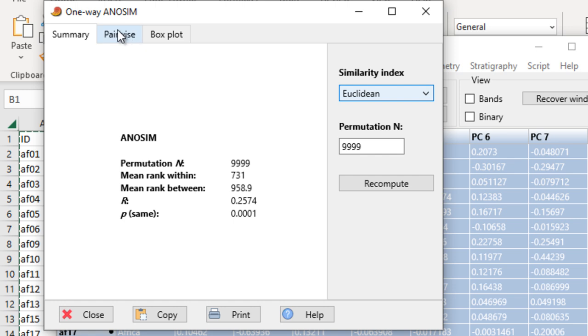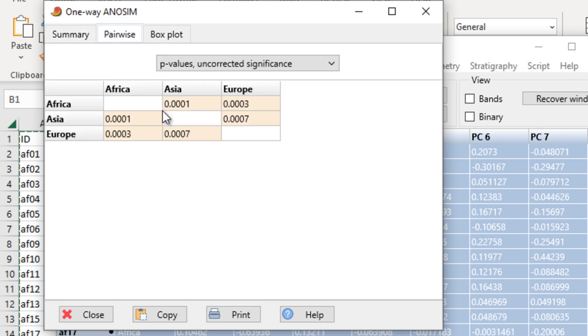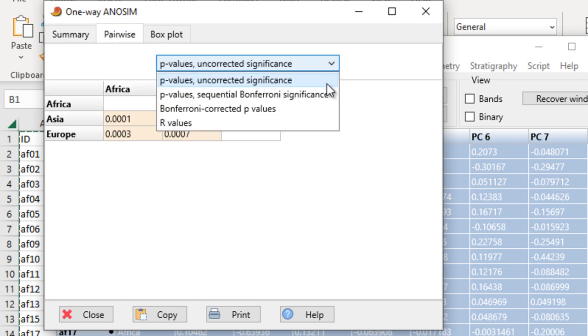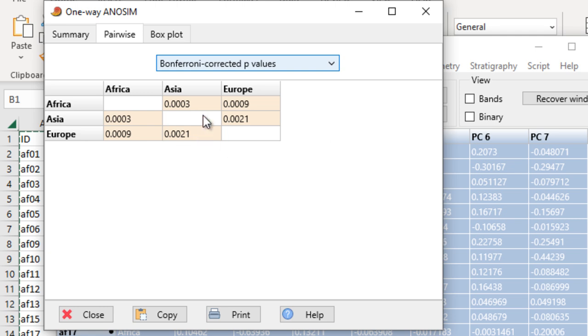So now take note. I want to know why they are dissimilar. Is it because of one particular category or not? So let's check the pairwise now. This is a post hoc test. Maybe we can use Bonferroni adjustments to see. All right, so here we have Africa, Asia, Europe. It's not based on one particular race. All the races are giving significant values.